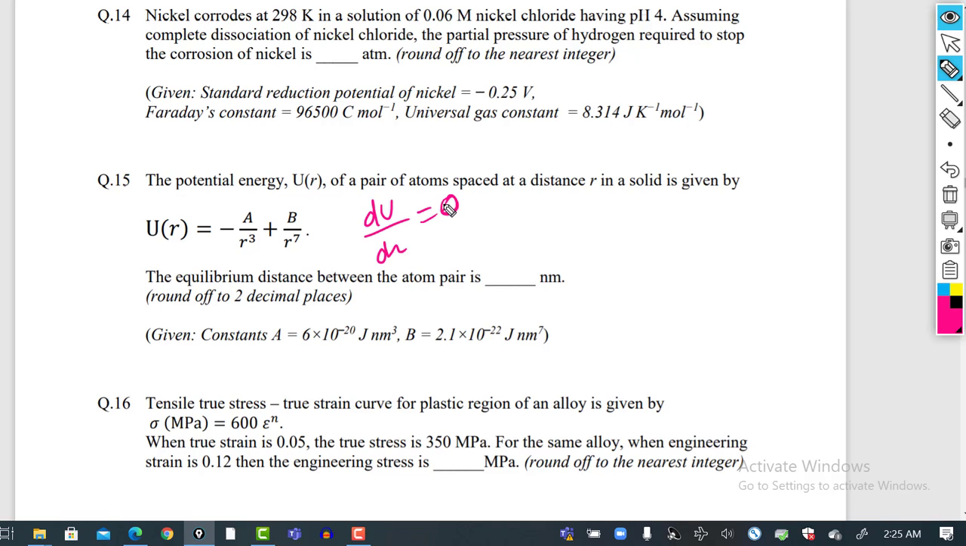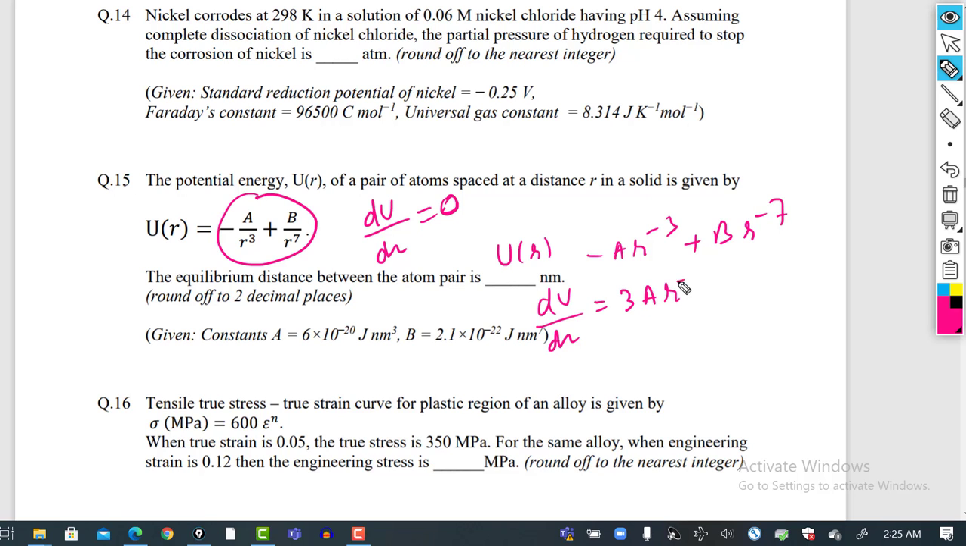If you put dU by dr equal to 0, so differentiate this, you are going to get, let's do it. Minus A r to the power minus 3 plus B r to the power minus 7, that is U of r. dU by dr will be what? Minus 3 minus 1, it will be 3A r to the power minus 4, and plus minus 7B r to the power minus 8. Put it equal to 0.